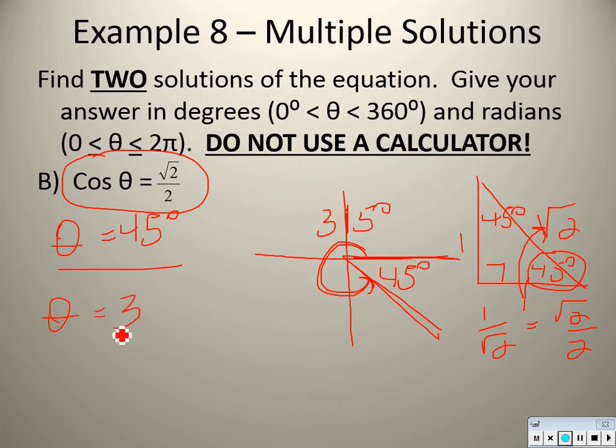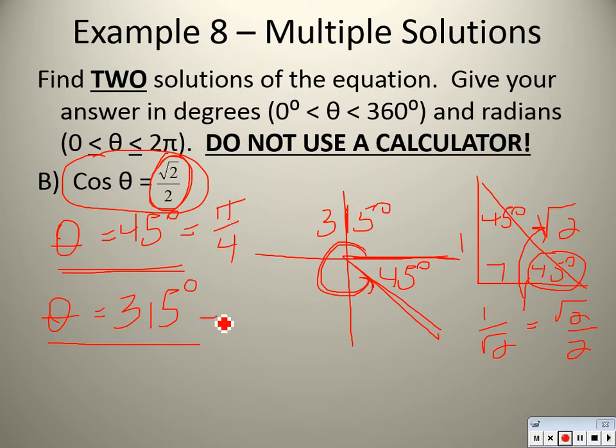And here's the thing, if I were to do the cosine of 45 degrees in my calculator, I would get root 2 over 2. If I were to do the cosine of 315 degrees in my calculator, I would also get root 2 over 2. And then once again, converting these to radians, 45 degrees in radians would just be pi over 4.